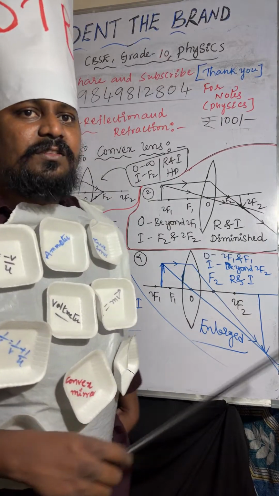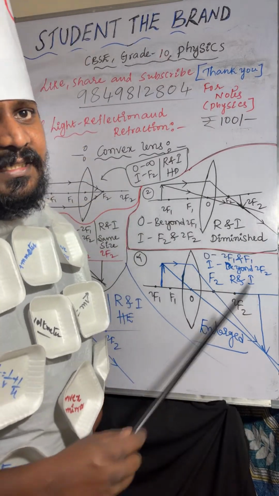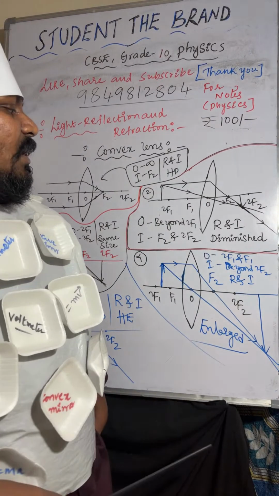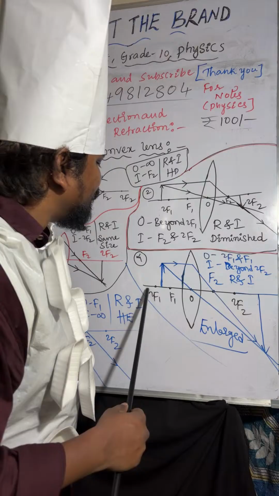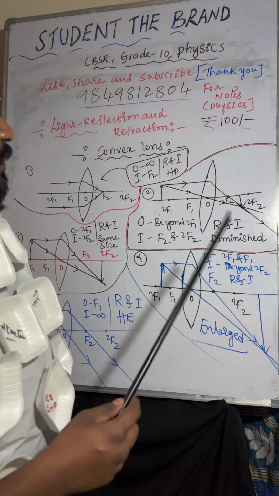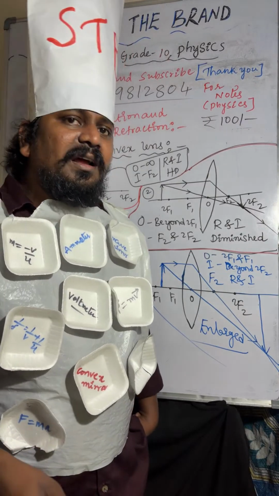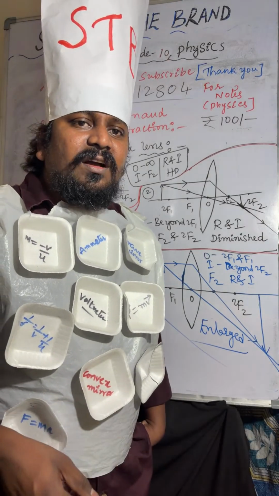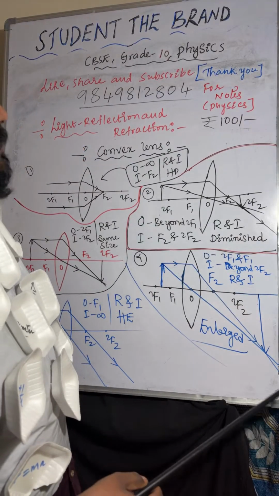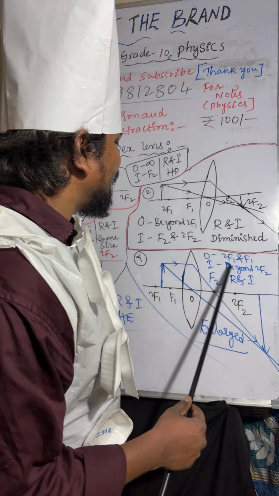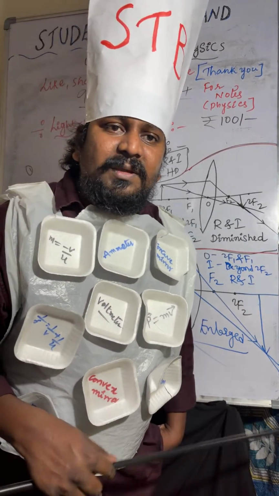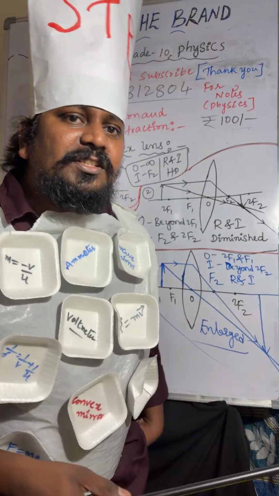And coming to the fourth one. Which one are we discussing? Fourth one. Object is placed between 2F1 and F1. Image is formed beyond 2F2. Nature of the image is real, inverted and enlarged.